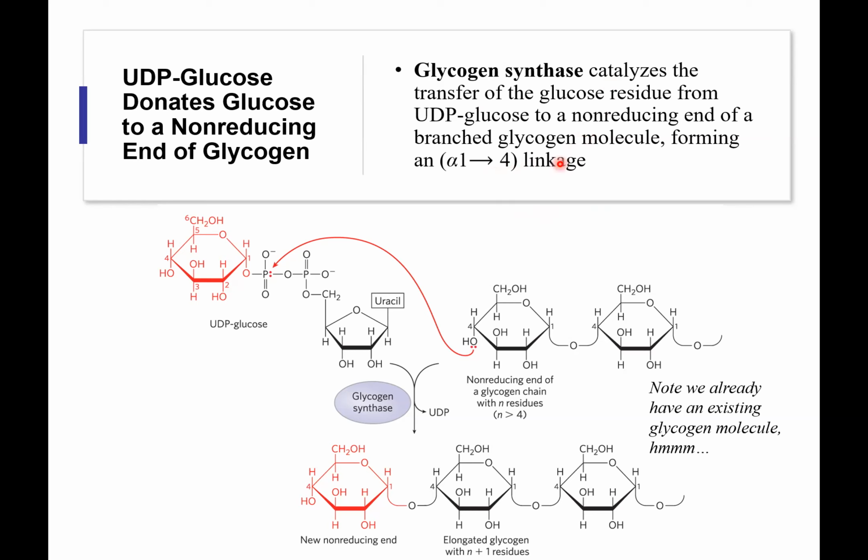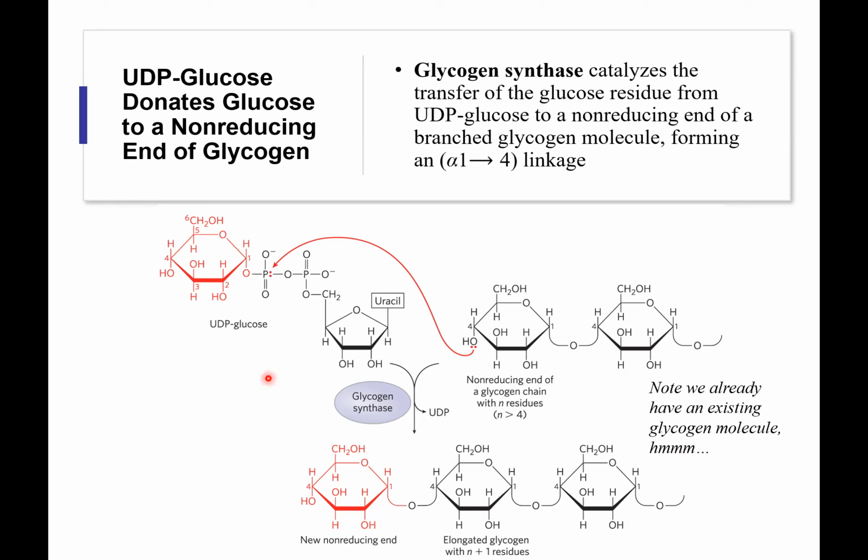Now, remember, I said we're kind of going out of order here. We're going backwards. This is all based on the situation that we already have an existing glycogen molecule. So we're going to have to get into this protein primer thing to see how that nucleus to build up a glycogen molecule is created. But for now, we're just going to worry about adding UDP glucose to an existing glycogen molecule.